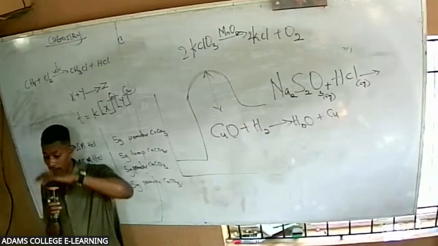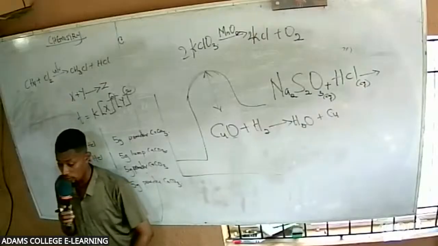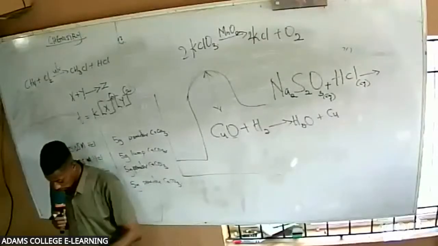Now, zinc is larger than lead. That's why it will be difficult for hydrogen to react with zinc. Do you get it? Go off the position.